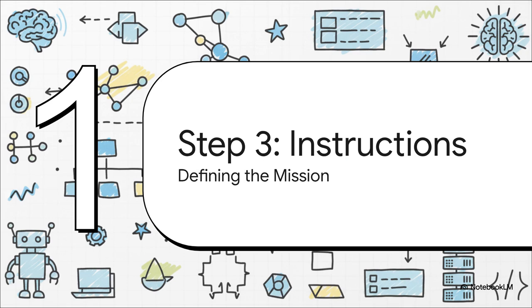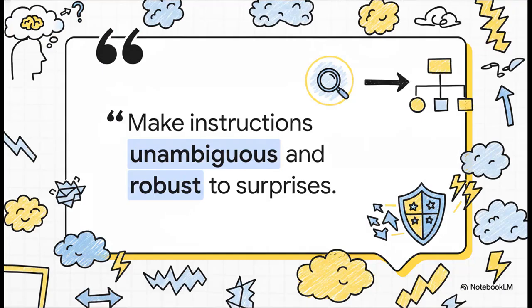All right, we've reached the final and maybe the most important step: defining the mission. Your agent has a brain and it has tools, but without clear instructions, it's just potential. The instructions are what shape that potential into reliable, predictable performance. This quote from the guide, it's everything. Make instructions unambiguous and robust to surprises. See, it's not enough to just say, be a helpful assistant. You have to anticipate what could go wrong and give the agent a clear plan for what to do when it gets stuck or sees something unexpected.